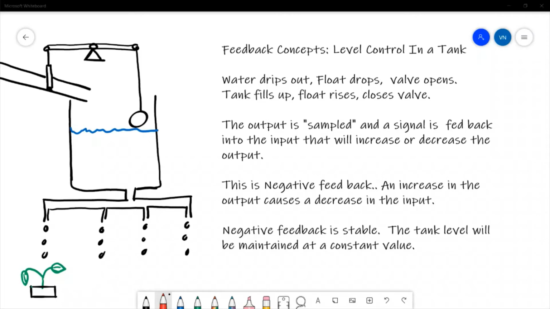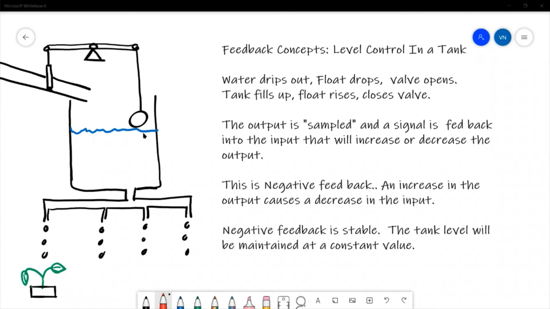In this video, I'm going to explain the concepts of positive and negative feedback, and I'm going to do that with a little plant watering system. So in my system here, I'm trying to drip water onto my plants at the correct rate, and to do that, I've got a tank with some water in it, and if the tank level is correct, then it creates the right amount of pressure to drip the water out at the right rate.